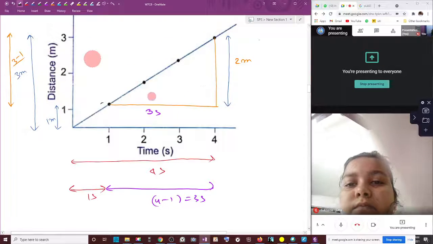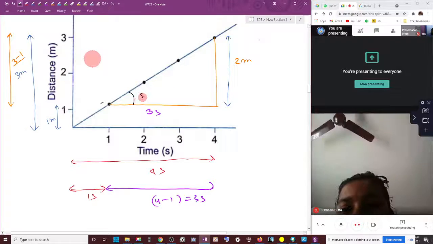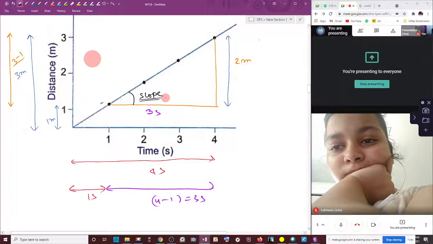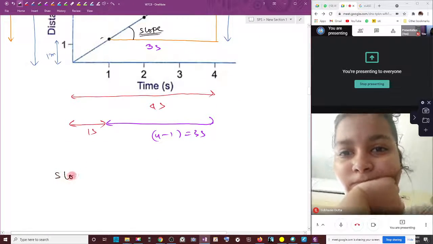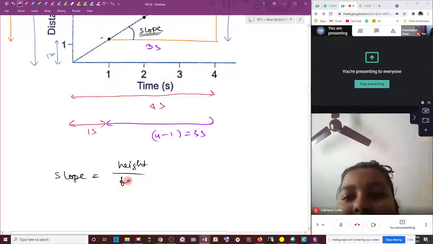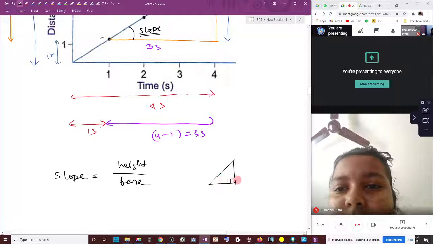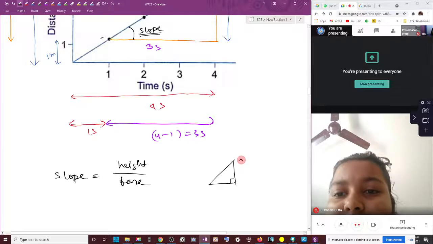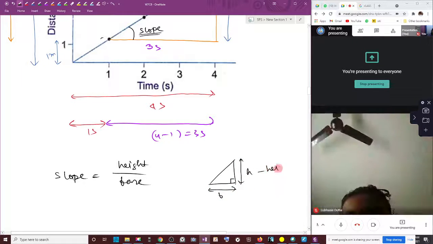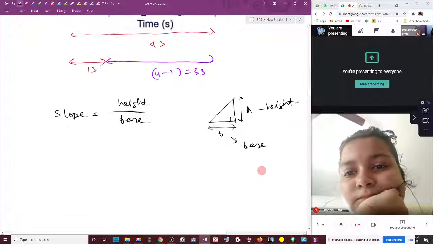So if we take the triangle, remember the slope of the triangle is always the speed. Okay, how can we find out slope? Slope will be height by base. If this is a right angle triangle, that is a triangle whose one angle is 90 degree, this one is height, and this one is base. Is that clear?